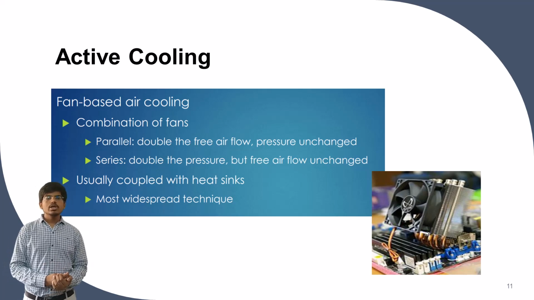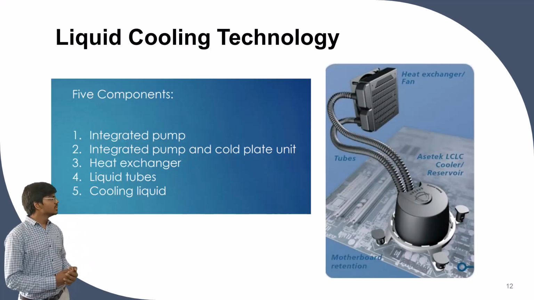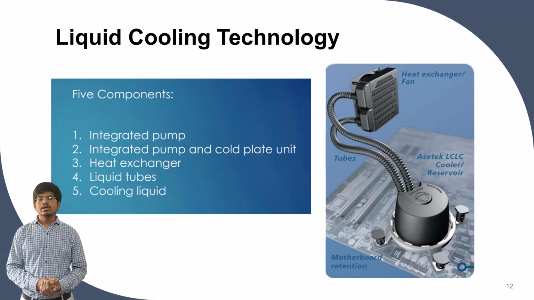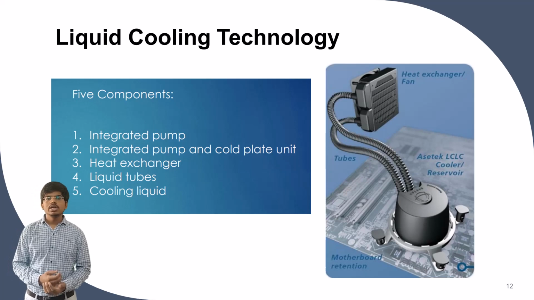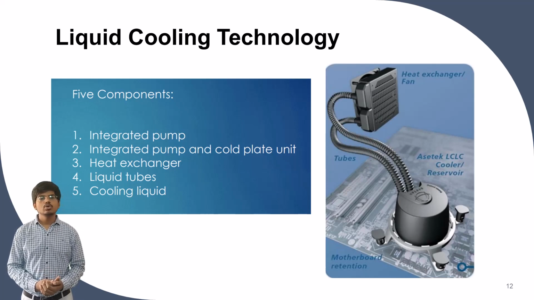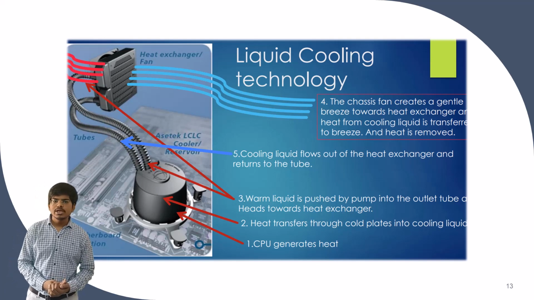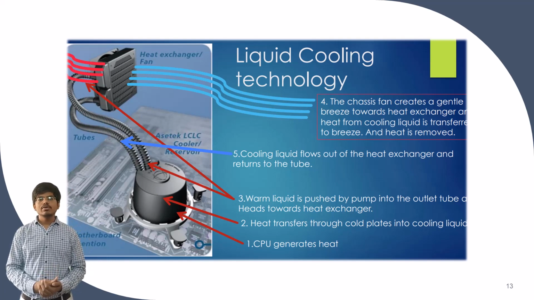Now coming on to the more effective liquid cooling technology, which basically uses 5 components: integrated pump, cold plate unit, heat exchanger, liquid tubes and cooling liquid. The CPU generates heat, which transfers through the cold plate into the cooling liquid. Warm liquid is pushed by the pump into the outlet tube and towards the heat exchanger.